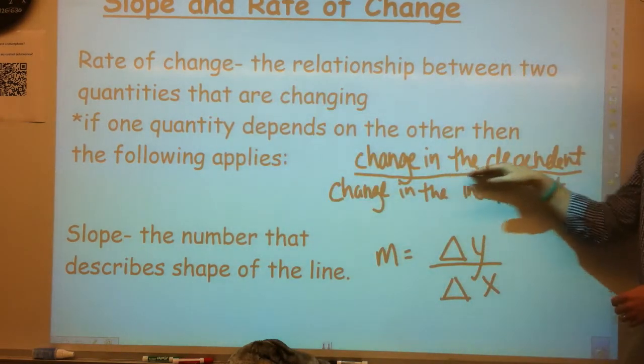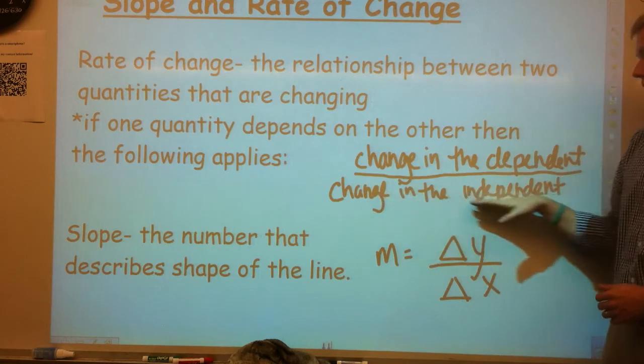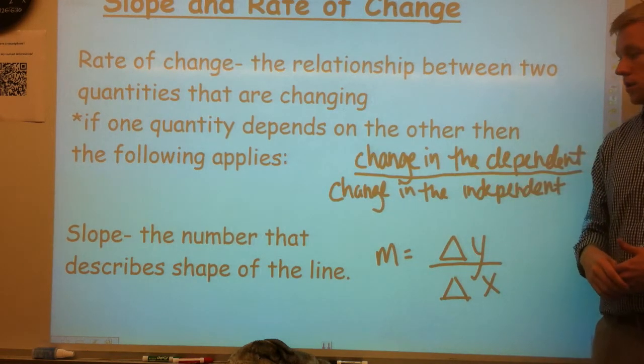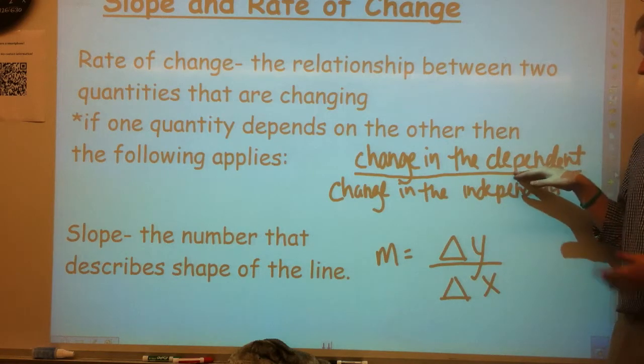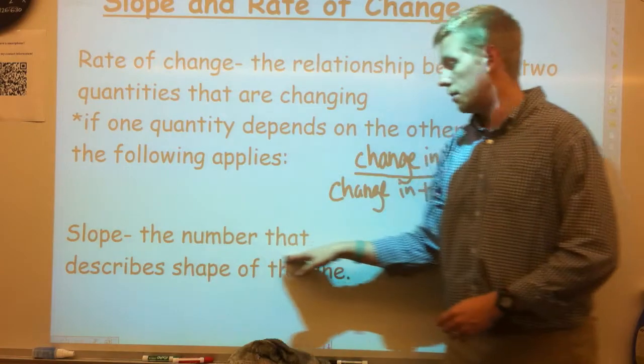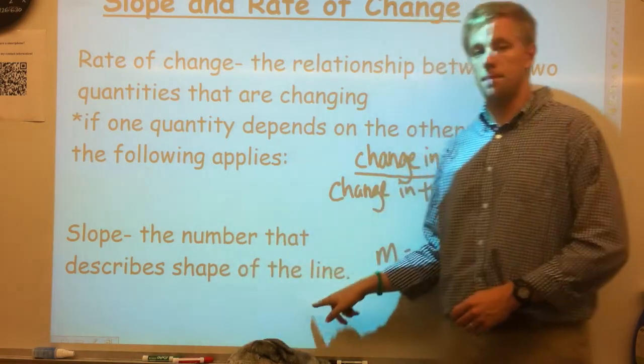We take the change in the dependent divided by the change in the independent. We can use that to model real-world situations. I can also use this in math. The way we use this in math is called slope. Slope is the number that describes the shape of a line.